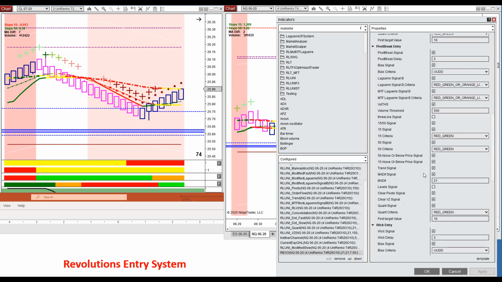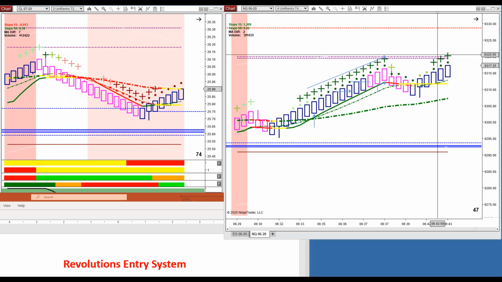It's here somewhere. See your first target value here? This is on the NQ. So it knows that your first target is 10. And it knows that once you hit 10, you have the ability to bring your stop to break even. And then if you want to let the trade roll and continue, you can take it out on the change in color of the 15.